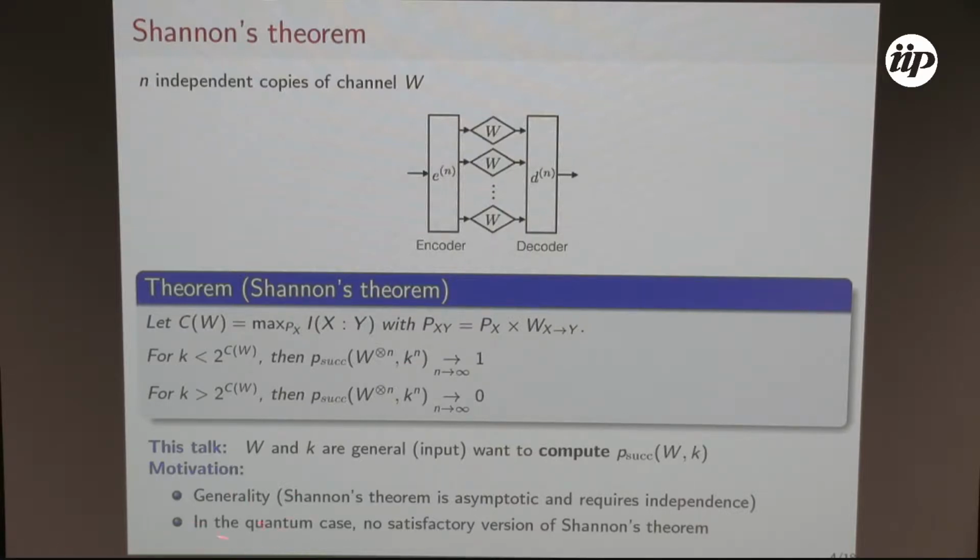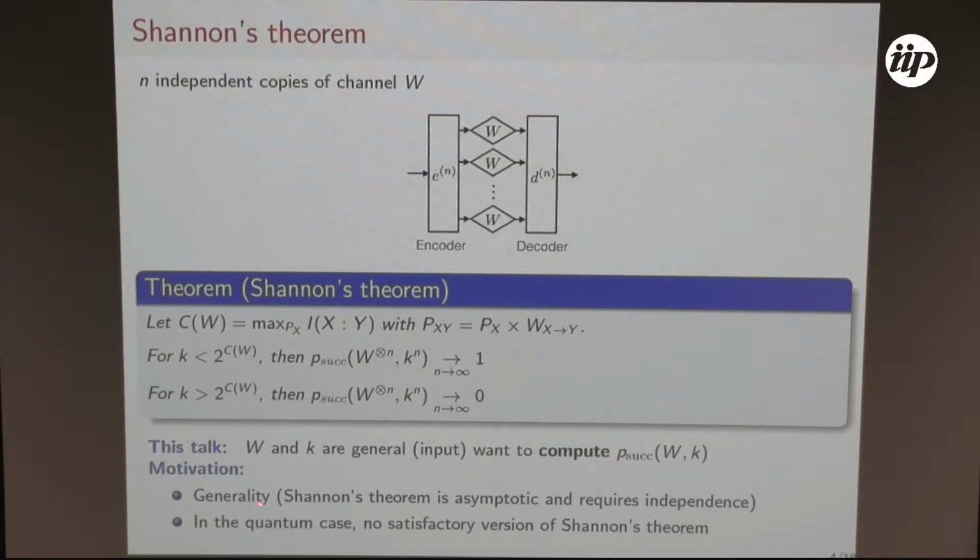Perhaps more importantly, for me at least, in the quantum case, if the channel is a noisy quantum channel, even in this IID asymptotic scenario, we don't have a satisfactory version. I mean, we have some versions of this, but in my opinion, it's not satisfactory. And I'll say a bit more about it later.